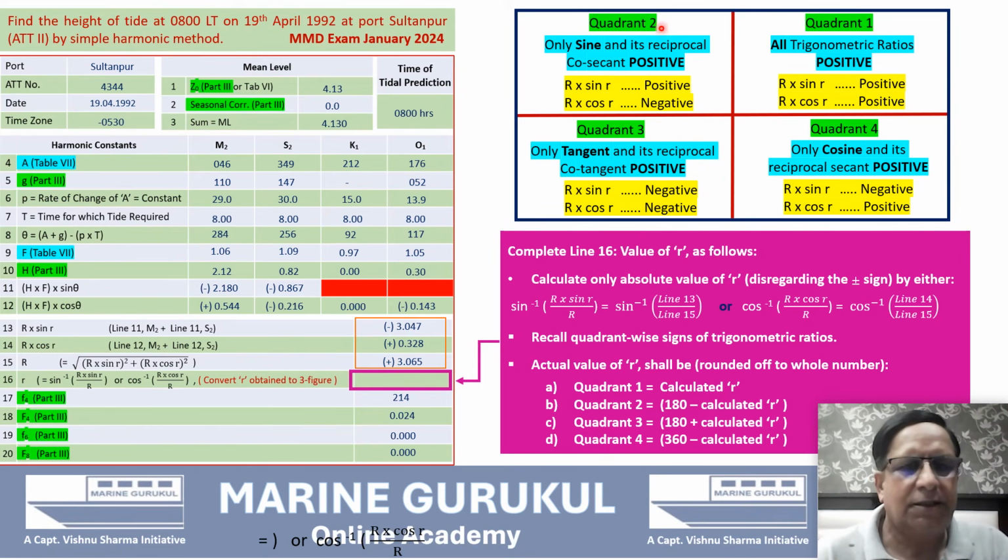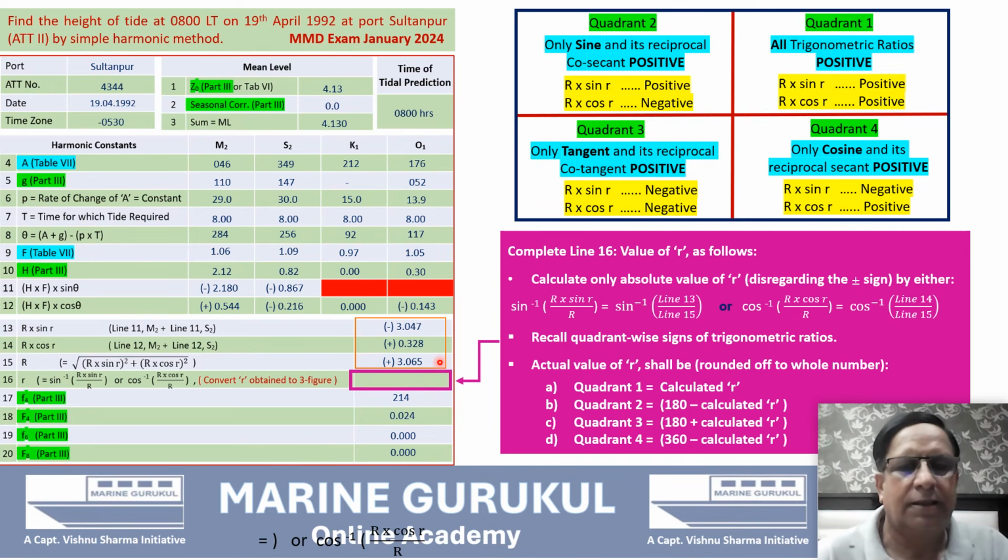In our case, R sin r is negative, R cos r is positive. So in our case, it is in the fourth quadrant. So suppose we are using the sine inverse expression. What will we do? In our calculator, we'll feed 3.074, disregard the sign, divided by the value of R, 3.065, get the result and do the sine inverse.